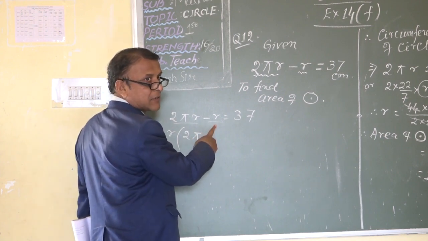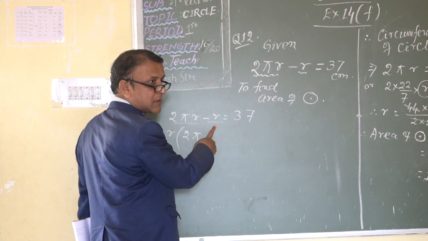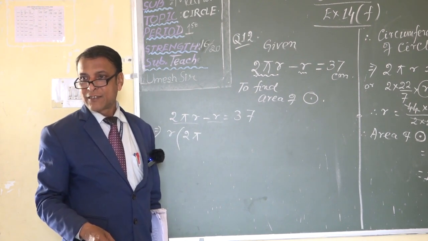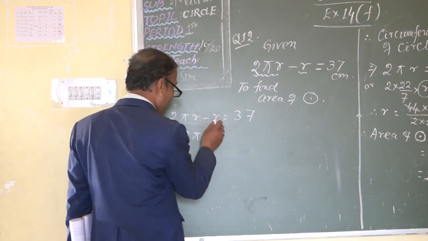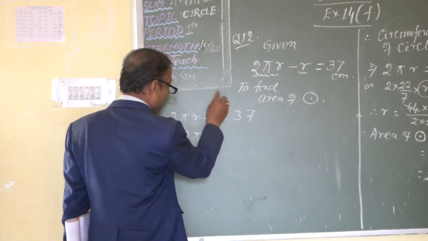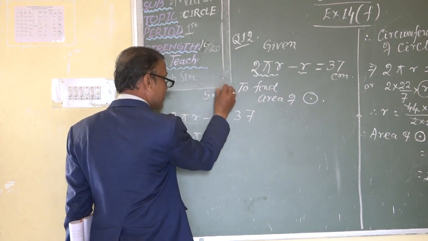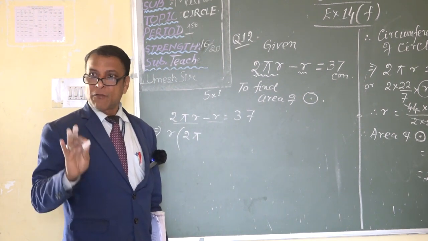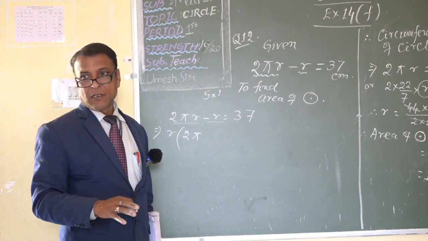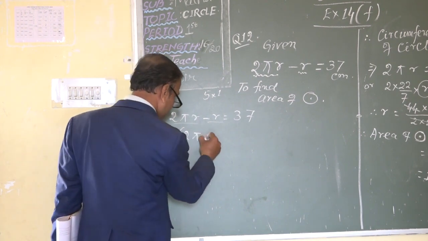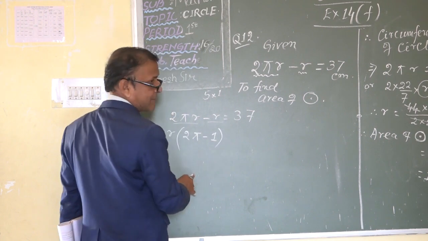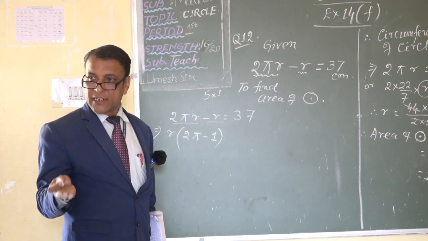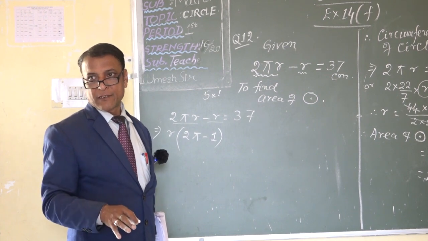Means what is there? 0 or 1? 1 is there, because 5 means 5 into 1, 7 means 7 into 1, r means r into 1. So if you take r common here, 1 will be there, because anything multiplied with 1 gives the same thing. Yes or no?